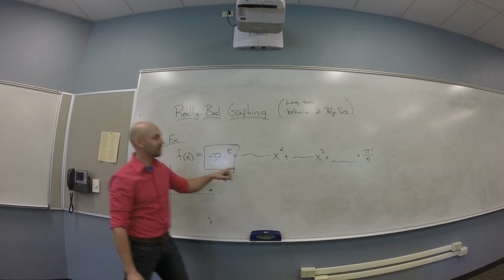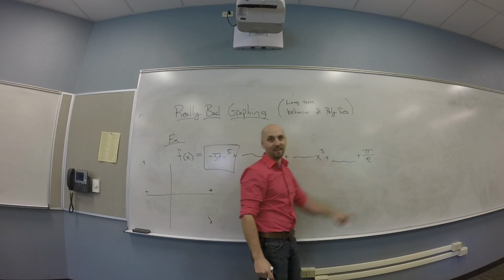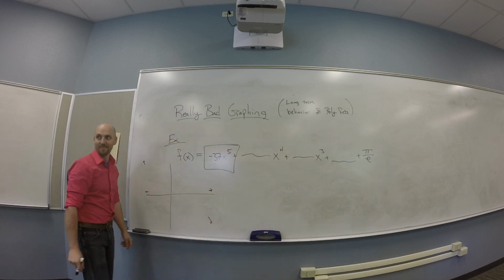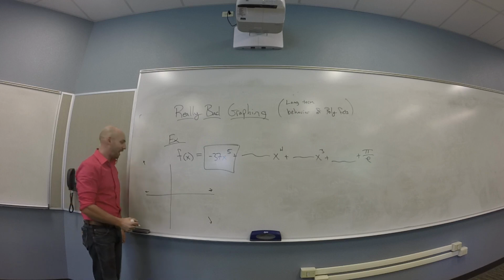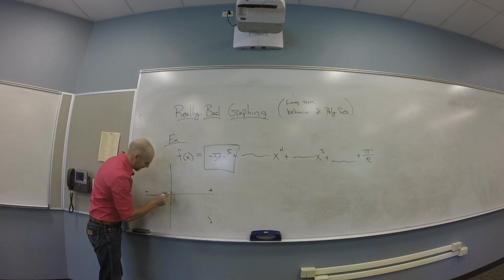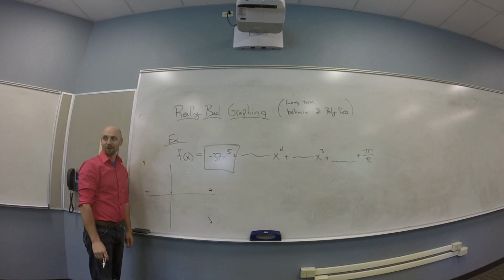This one specifically goes through 0, comma pi over e. You guys see that? So I know at least one point on this graph. It's right here. It's 0, comma pi over e. Makes sense. You guys see that? That might well be the only point on this graph you know.